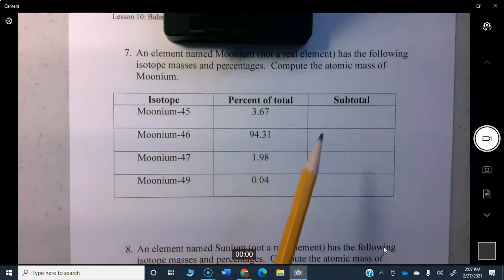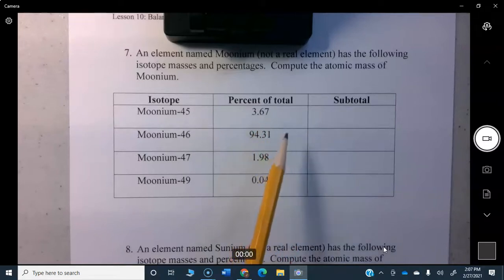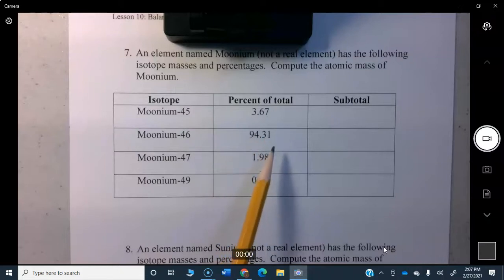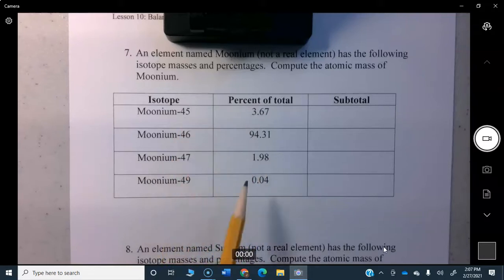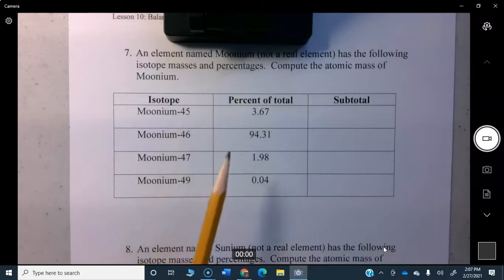You use mass spectrometry, and you can determine that, okay, of all the lines that are coming up, 94% of them are 46. 3%, 3.67 or 45, 1.98 or 47, 49. So this is the atomic mass units, the mass in atomic mass units for each of these isotopes.